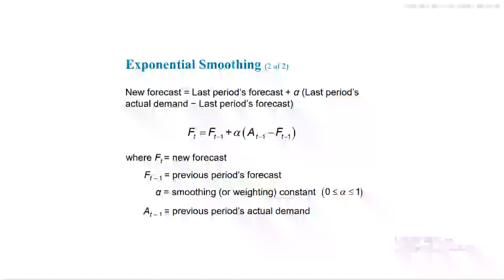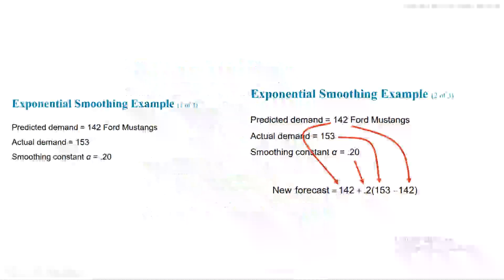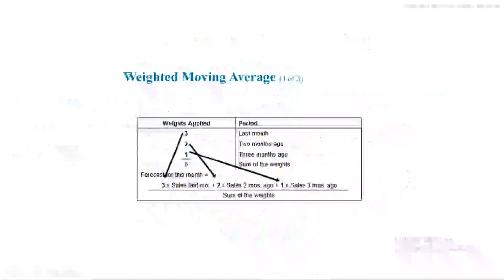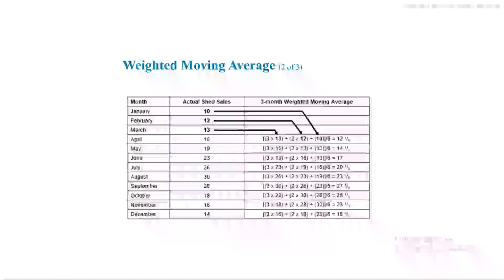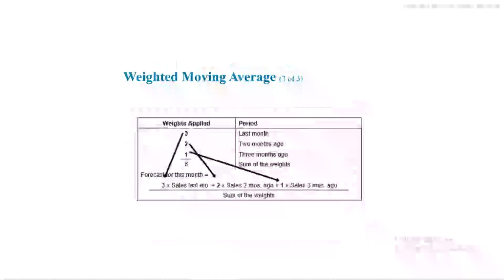terms here. For example, in exponential smoothing, you just want to create a new forecast. Last period forecast plus alpha, where alpha is a smoothing constant, times the last period actual demand minus last period forecast. So how are you going to calculate this smoothing? It's an extension of the weighted moving average, the exponential smoothing.